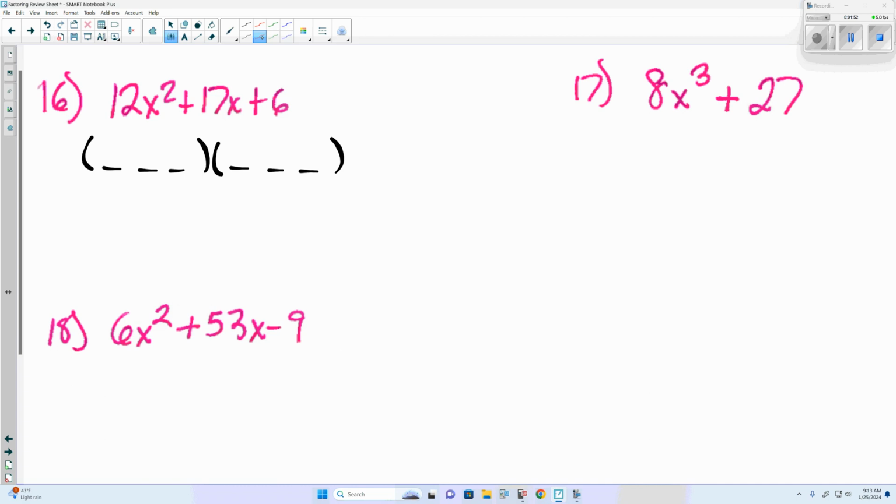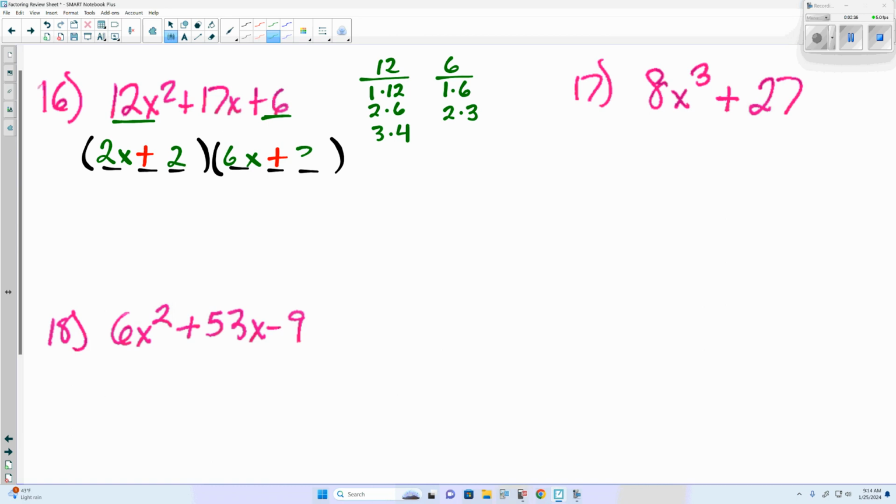Now we're going to find the signs. They're both positive. Since the third term is positive, the signs are the same and match the sign of the middle term. Now our factors of the first and third term, well, 12x squared, we'd have x and x. Now factors of 12: 1 and 12, 2 and 6, 3 and 4. Factors of 6: 1 and 6, 2 and 3. Doesn't matter where I put the 2.